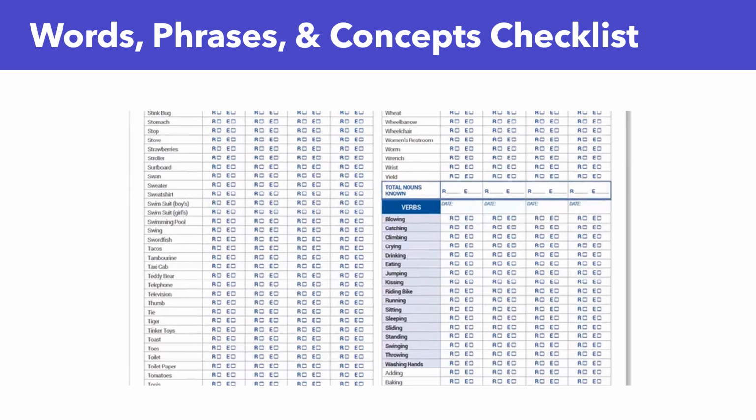Take a moment to at least glance at these highlighted words, which are on pages 1, 4, and 6 of the checklist. You can begin by assessing your student's knowledge of these highlighted words.